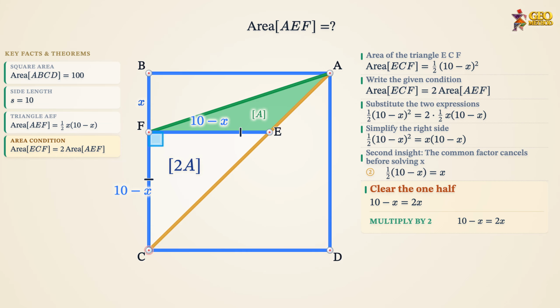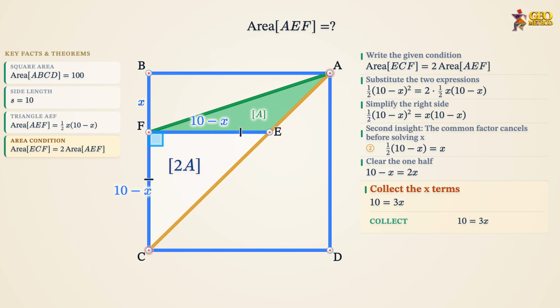Multiply both sides by 2 to clear the fraction. The left becomes 10 minus x and the right becomes 2x. We are one short step from x. Add x to both sides to gather the unknowns together. 10 equals 2x plus x, which is 3x. The equation is now trivial to finish.